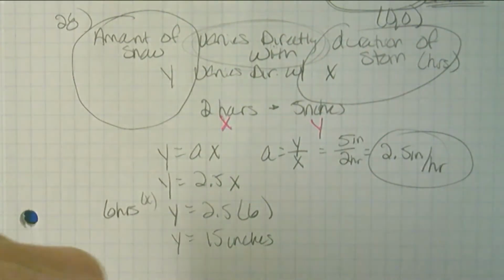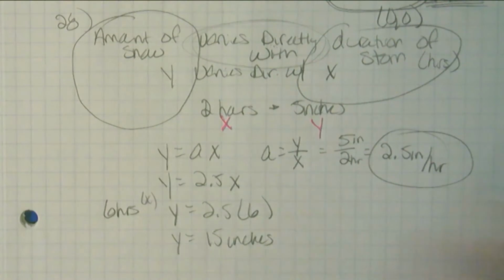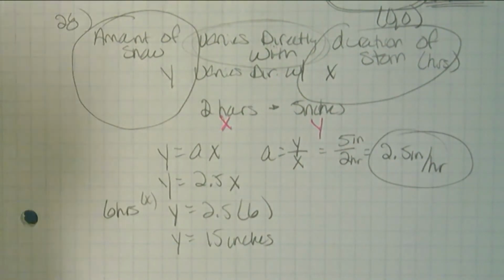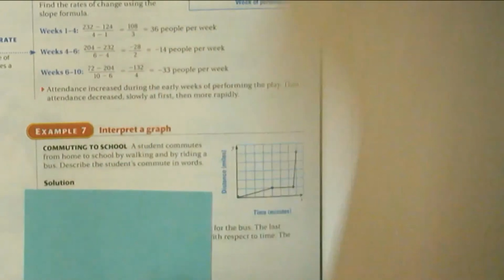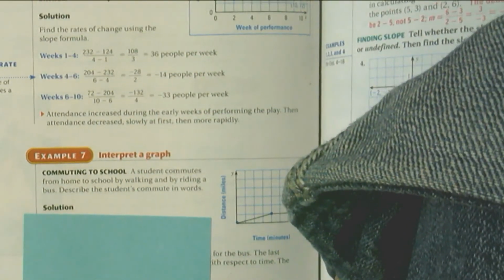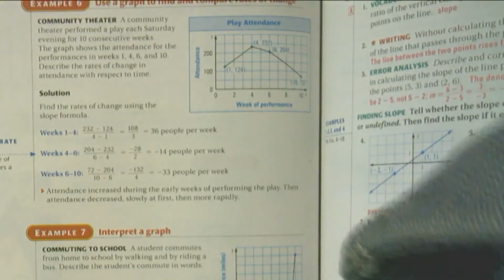Okay. So I did a direct variation story problem. Compare rates of change. Okay. Do you guys remember this problem? Not that one. I don't like that one. This one. Do you guys remember us doing this problem?